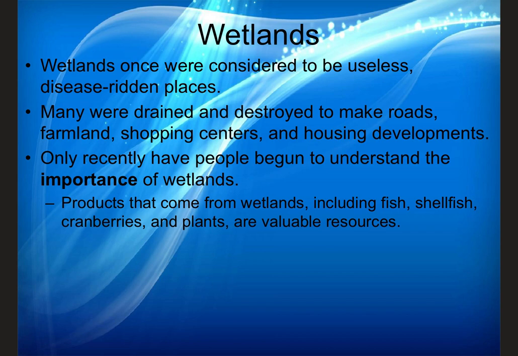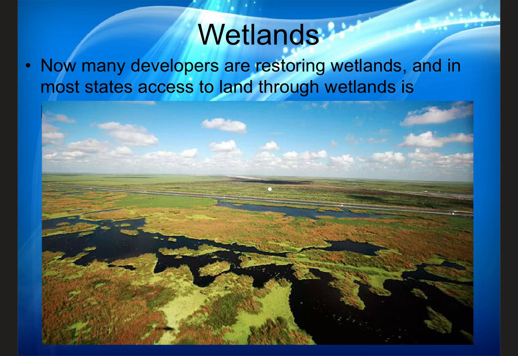So wetlands once were considered useless and disease-ridden places. Many of these wetlands were drained and destroyed to make roads, farmland, shopping centers, and housing developments. Only recently have people begun to understand the importance of wetlands. Products that come from wetlands include fish, shellfish, cranberries, and plants, and are valuable resources. And another thing, wetlands provide protection from flooding. So now many developers are restoring wetlands, and in most states, building on wetlands is prohibited.